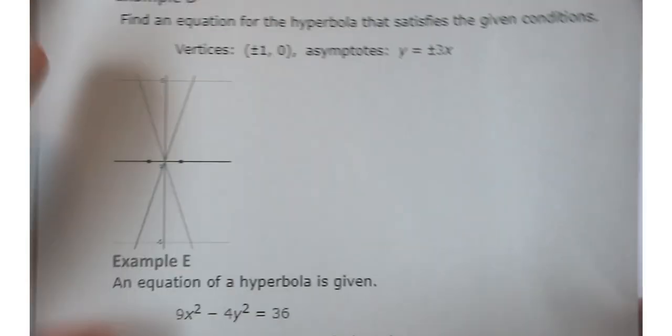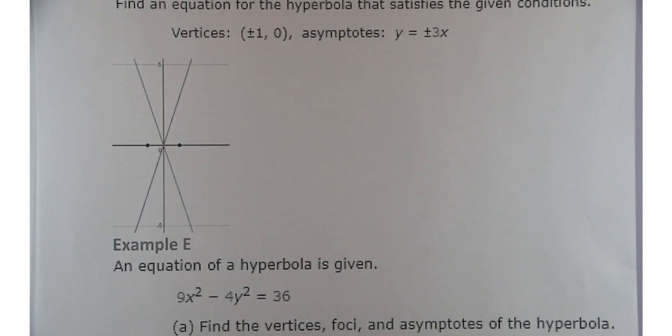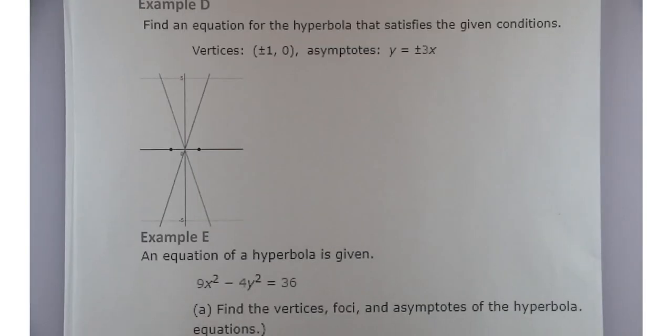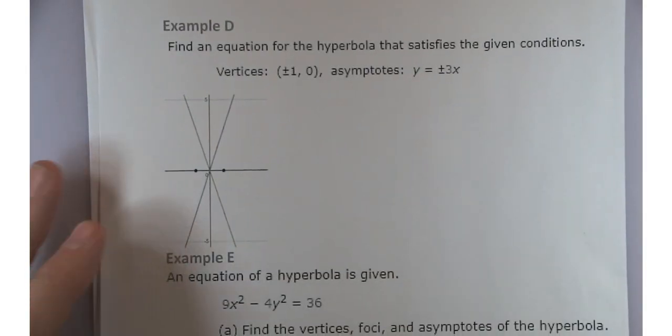Let's try taking a look at problem number D. So another one where we get to reverse engineer things a little bit. This time they've given you the vertices of your hyperbola. And I'm sorry I didn't print this a little bit wider, larger. My bad. I wish I would have, but too late to change that now.